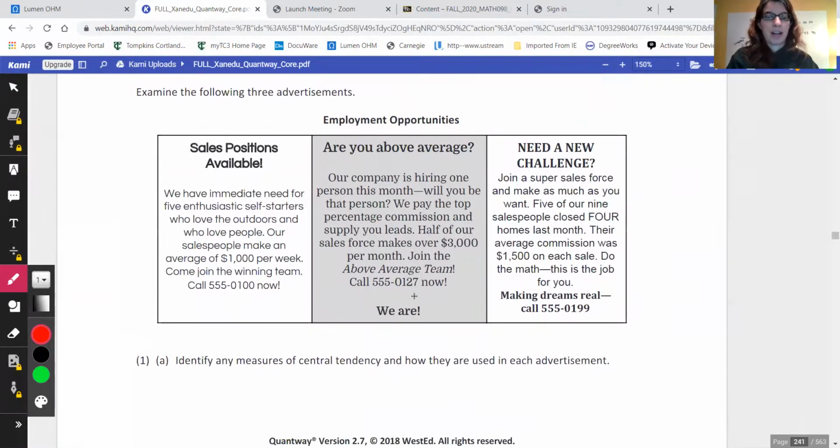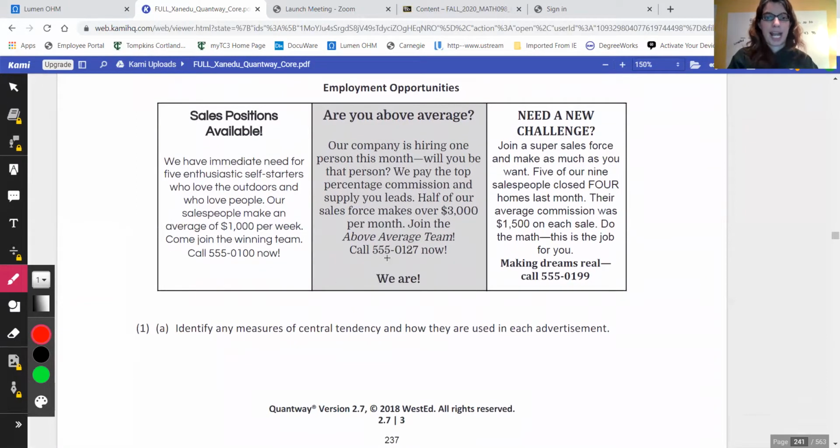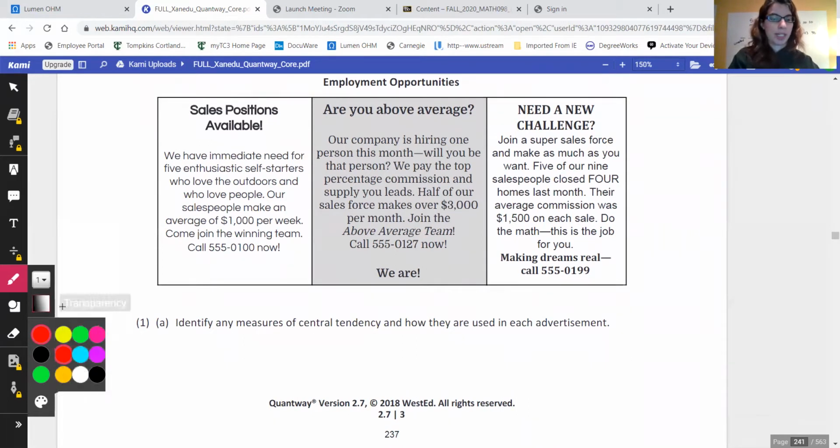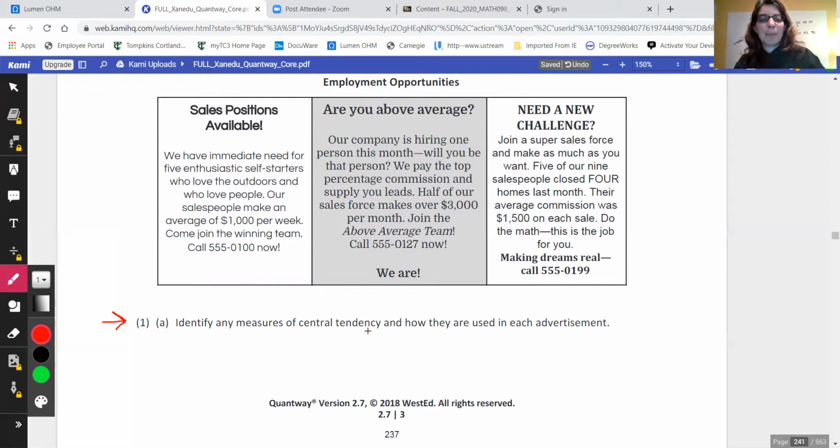So let's look at these following 3 advertisements. So these are 3 ads you might see in a classified section. So I want you to go ahead and just pause the video for a minute and read through each one of those ads. And I want you to look at number 1 here. So think about what measures of central tendency, that means mean, median, and mode, are mentioned in each of these ads. You don't usually read an ad and see it say, well, the mean of this is, right, or the median, but think about what words in here mean those different measures of central tendency. Okay, so pause the video and go ahead and read through those, please.